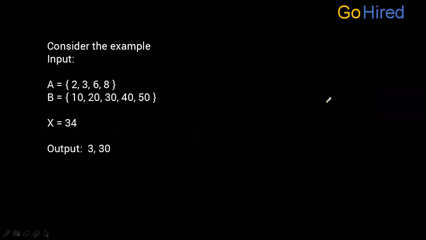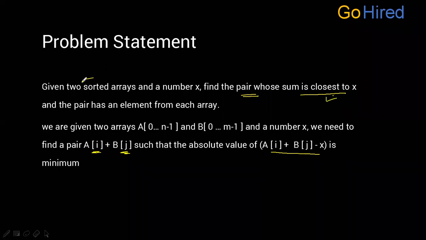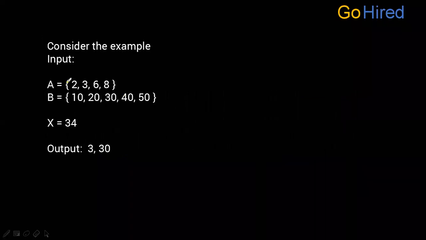If we take an example, this can be the one. If a is 2, 3, 6, 8, and as we say, it's a sorted array. It has been given to us, it's a sorted one. If b is 10, 20, 30, 40, 50, and x is 34, the answer can be that the closest is 3 and 30. How to go for this? If this question is asked to you in an interview, what are your thoughts?